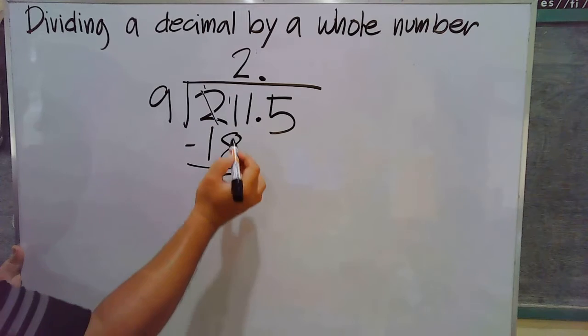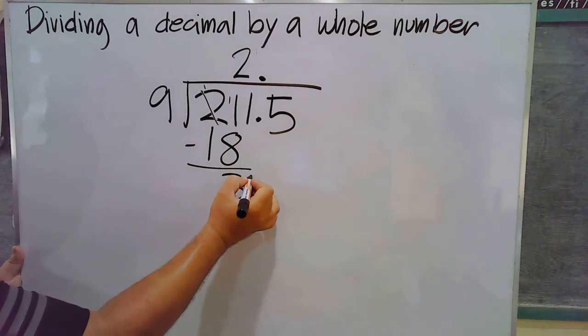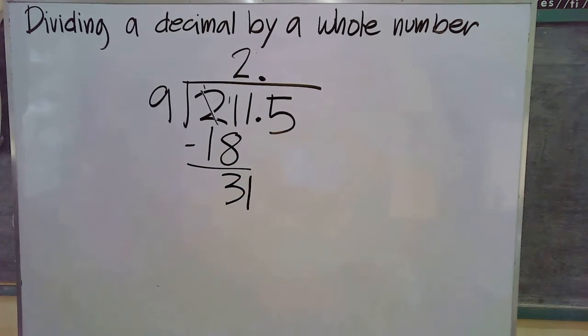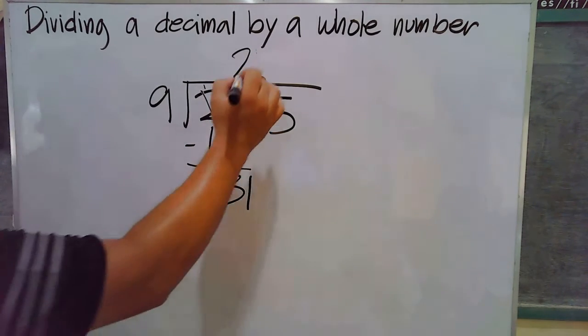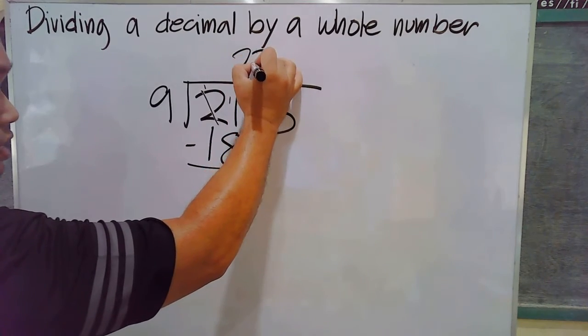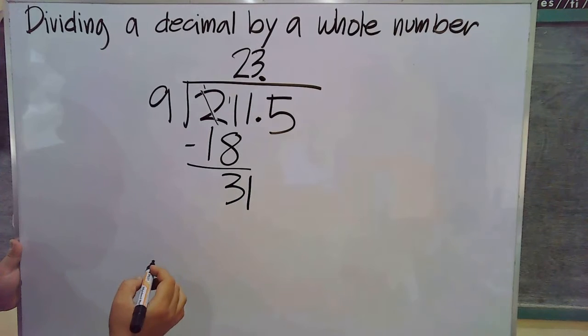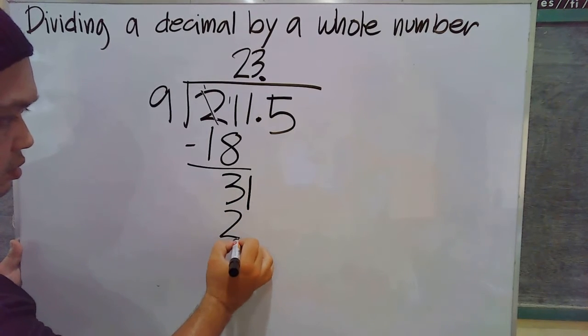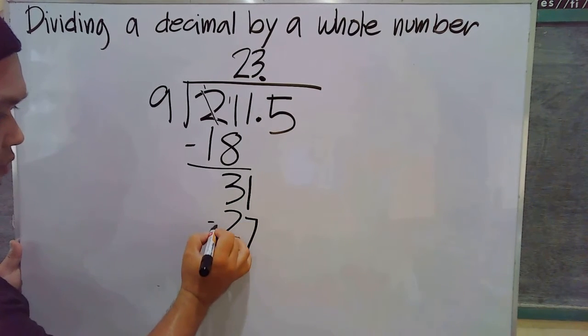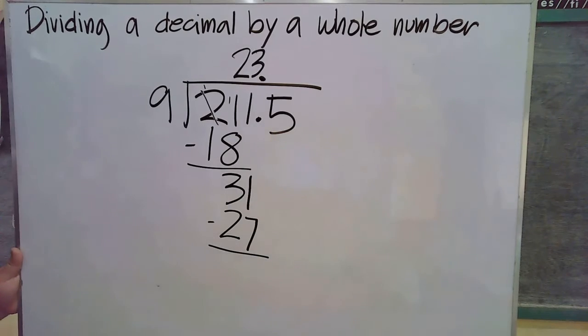So, we have here 3, bring down 1. Okay, so now, let's divide. 31 divided by 9 is 3. Okay, we have 3 here. Now, 3 times 9 is 27. So we have 2 and 7. Okay, and subtract.